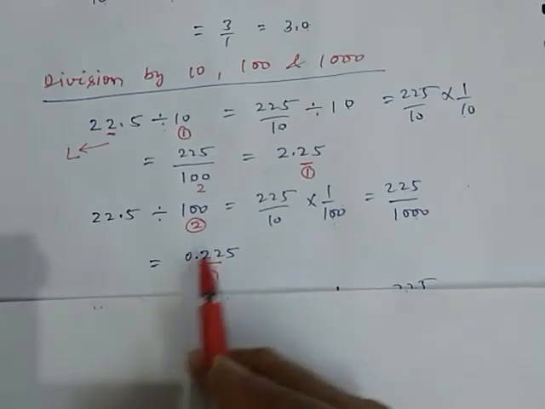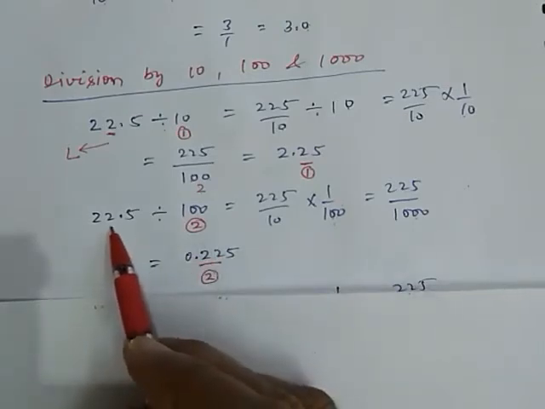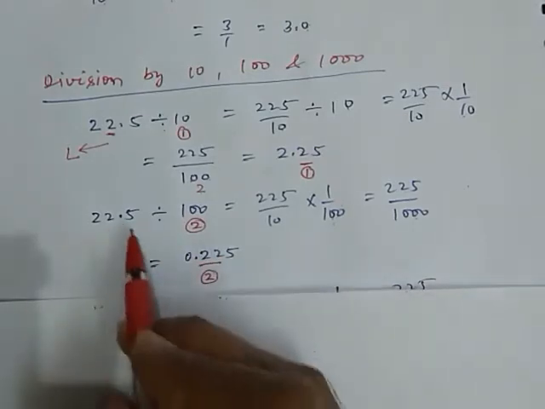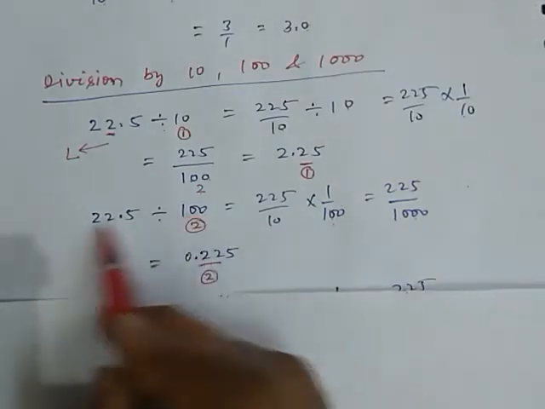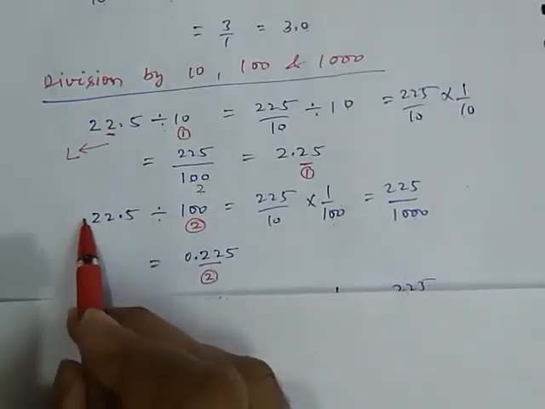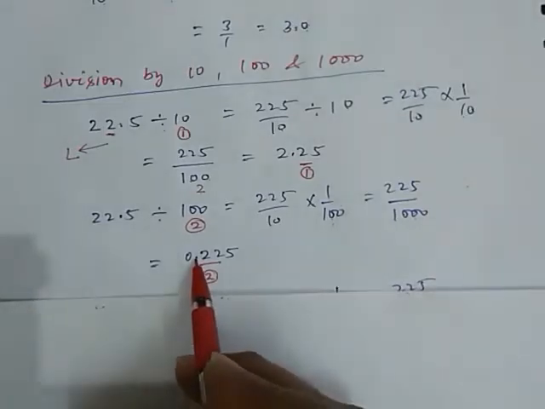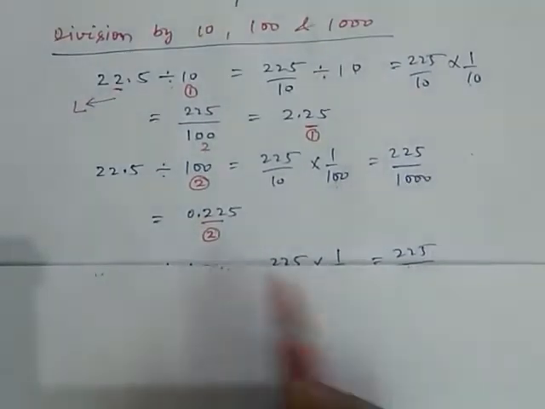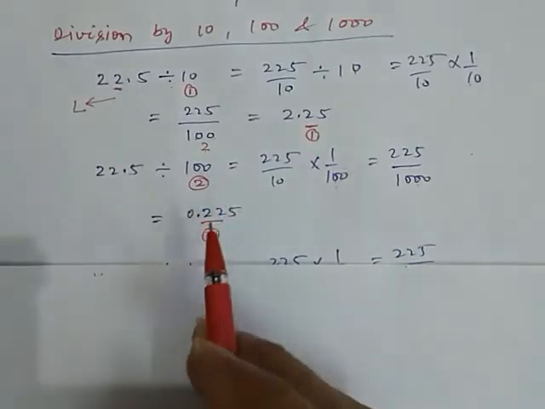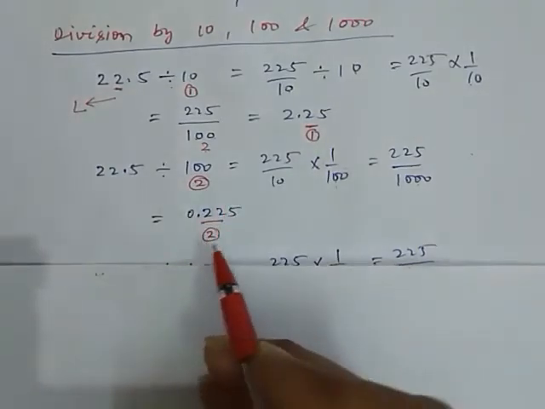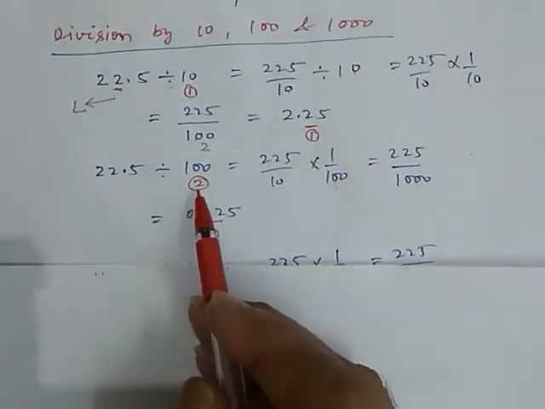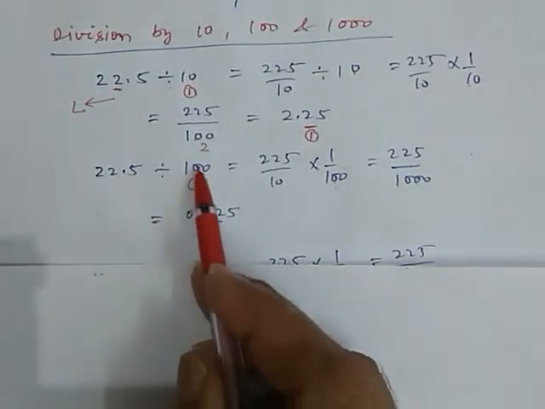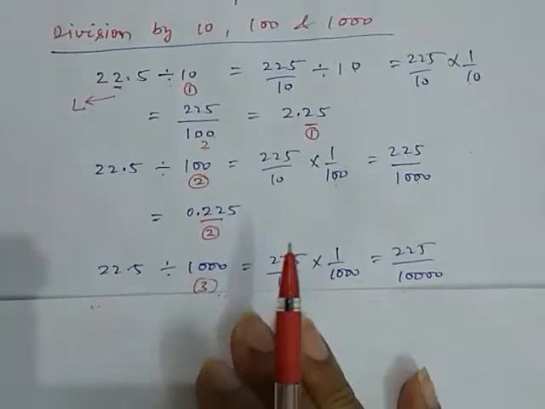But if we directly want to write this, what do we have to do? We just shift this decimal left by 2 digits, okay, 1 and 2, to put here. So we put the decimal here. This is clear. So when we divide by 10, 100 and like that, we shift the decimal left by the same number of digits as the number of zeros it contains.